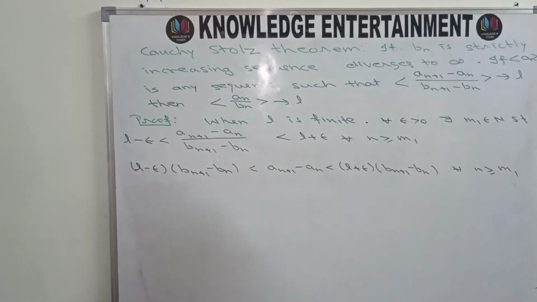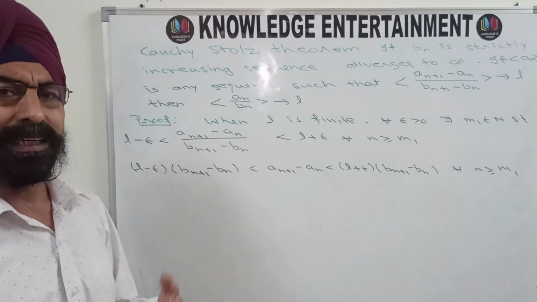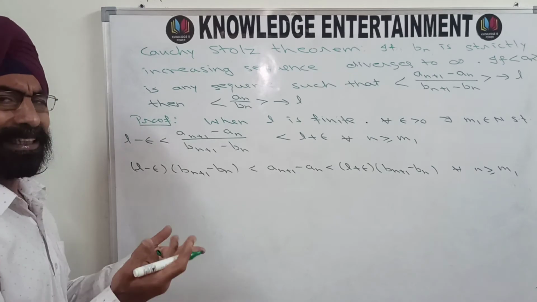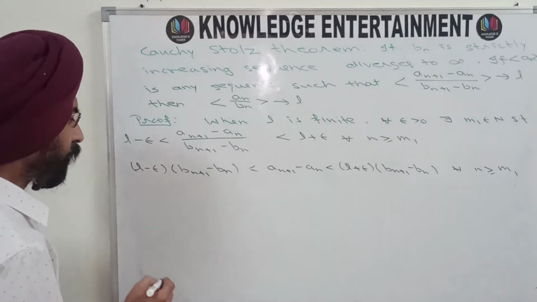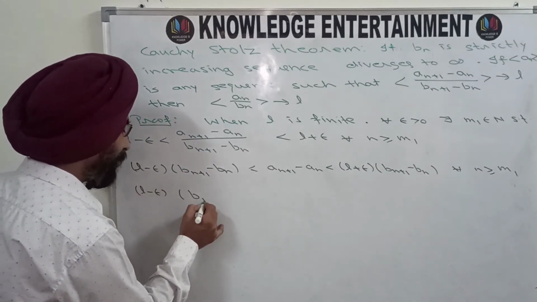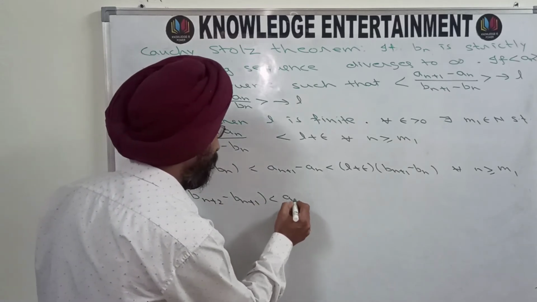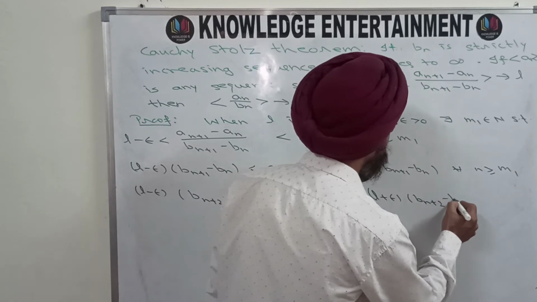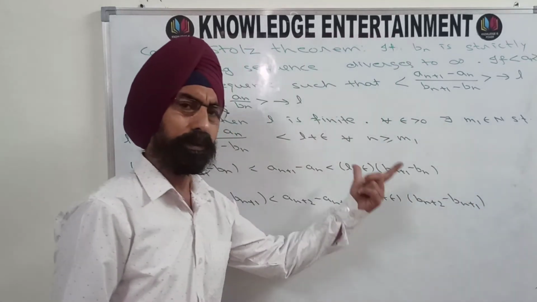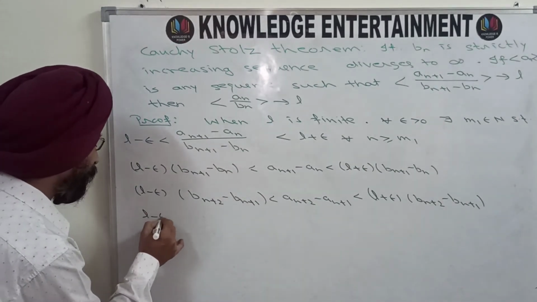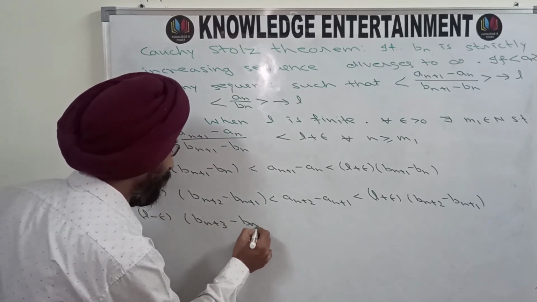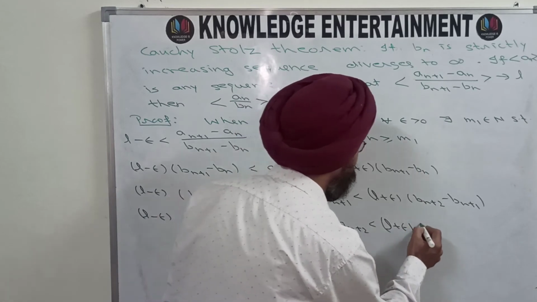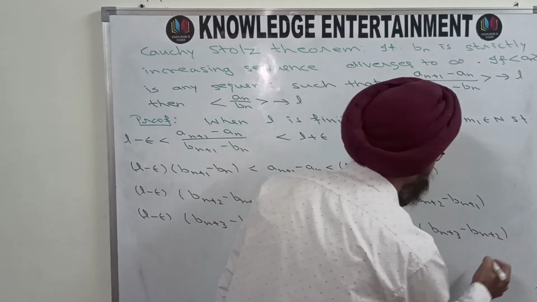Now you substitute n to be n plus 1, n plus 2, n plus 3, and so on up to n plus p, and then add these inequalities. First, replacing n by n gives the same thing. When you replace n by n plus 1, you will get (L minus epsilon)(b_{n+2} minus b_{n+1}) is less than a_{n+2} minus a_{n+1} is less than (L plus epsilon)(b_{n+2} minus b_{n+1}). I am going to remove it because I am substituting the values of n now. Similarly, you will get (L minus epsilon)(b_{n+3} minus b_{n+2}) less than a_{n+3} minus a_{n+2} is less than (L plus epsilon)(b_{n+3} minus b_{n+2}), and so on, continuing.